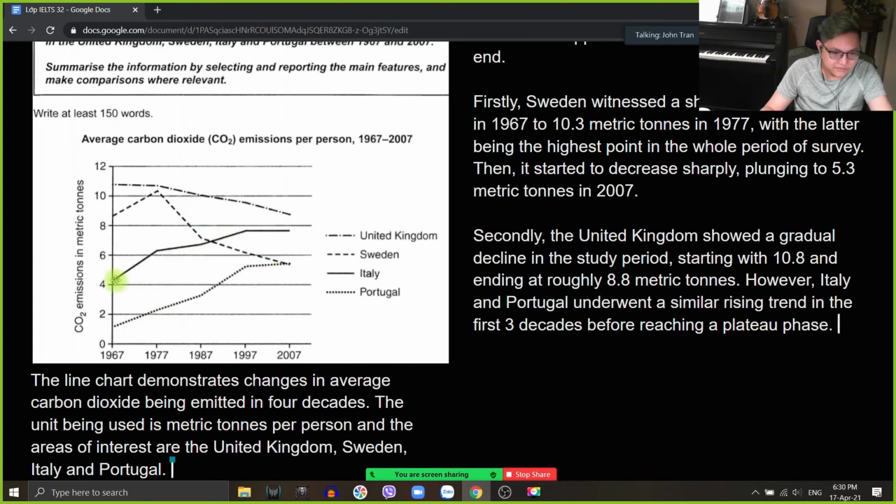Like this one is 4.3, this one is like 1.2 something.